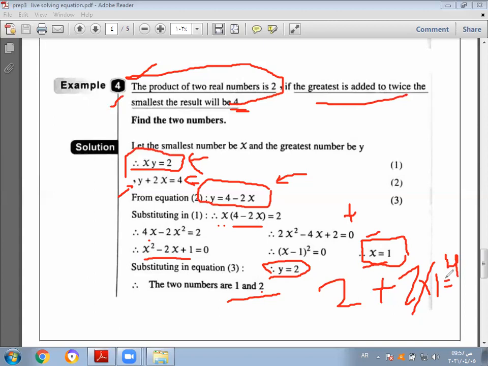This is our lesson today. We solved two equations: one of them is first degree with two variables, and the second equation is second degree with two variables.